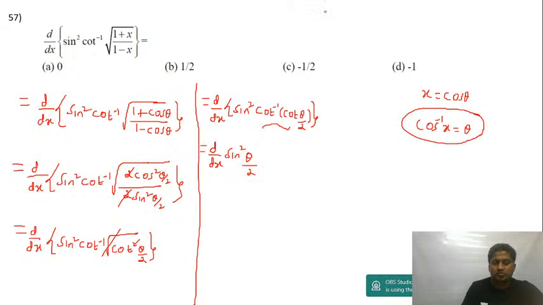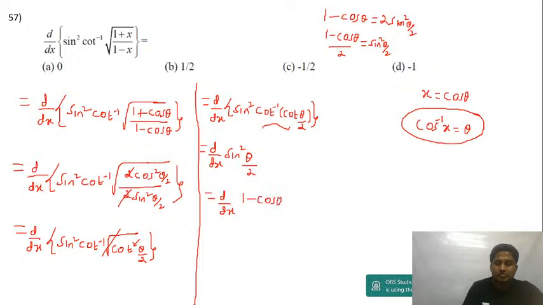Now we know that 1 minus cos theta, just now I told you, is 2 sin square theta by 2, half angle formula. From this I can write 1 minus cos theta upon 2 is equal to sin square theta by 2. So this is d by dx of sin square theta by 2, which can be written as 1 minus cos theta upon 2. Last two steps: what's the value of cos theta, guys? Cos theta is x, right? So this becomes 1 minus x upon 2.